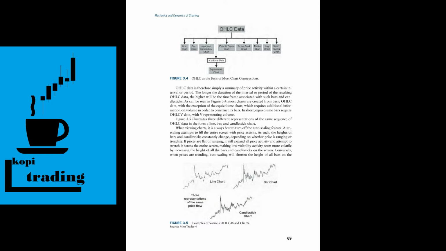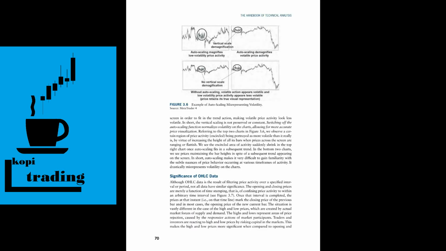Figure 3.5: Examples of various OHLC-based charts. Source: MetaTrader 4. Figure 3.6: Example of auto-scaling misrepresenting volatility. Screen in order to fit in the trend action, making volatile price activity look less volatile. In short, the vertical scaling is not preserved or constant. Switching off the auto-scaling function normalizes volatility on the charts, allowing for more accurate price visualization.